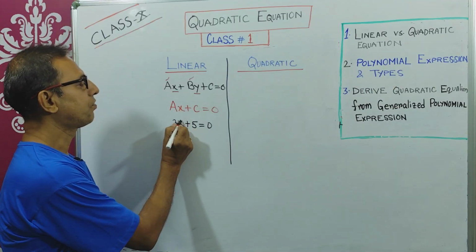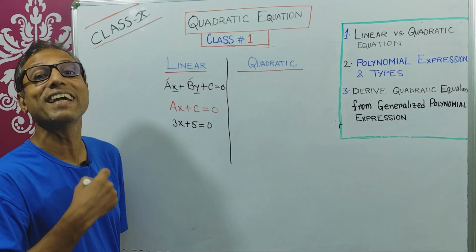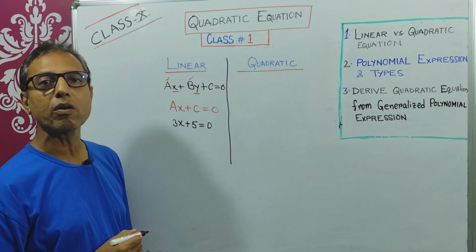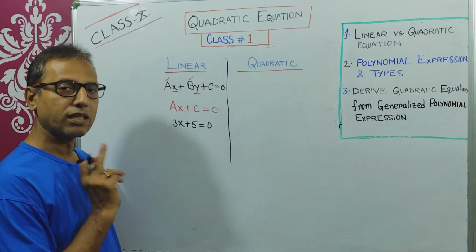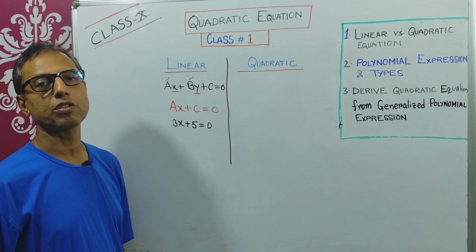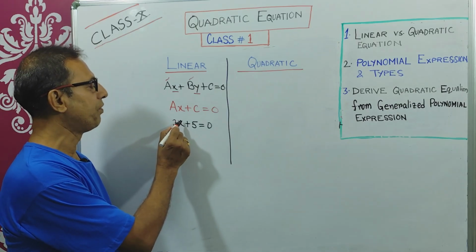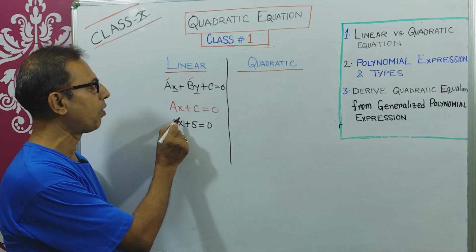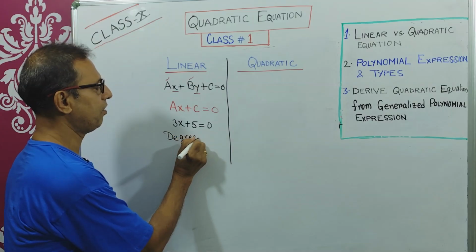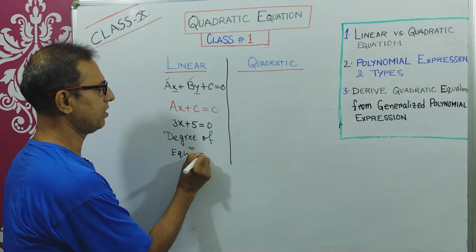The maximum power of the variable is also called the degree of the equation. What is the maximum power of the variable? That is the degree of the equation, and that many solutions you will have for the variable. Here the maximum power of the variable is 1, therefore the degree of the equation equals 1.